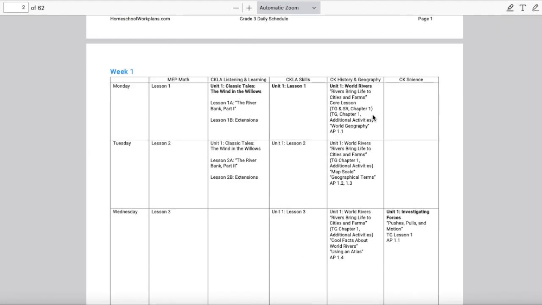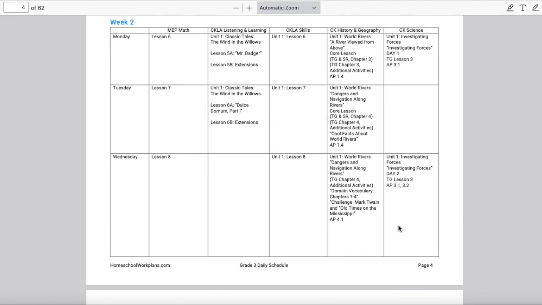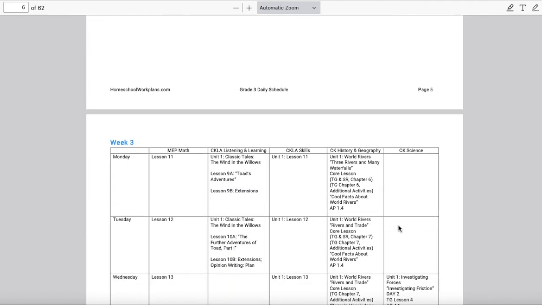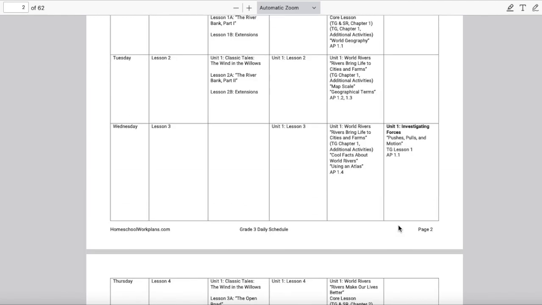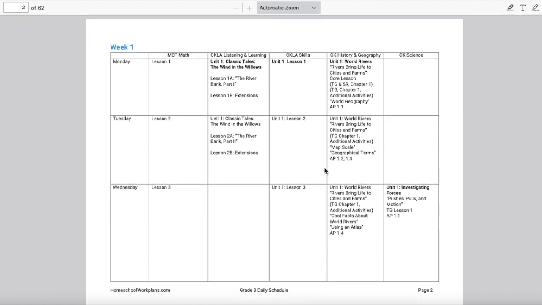Same thing with history. If you're doing 3rd grade history, because all the levels are grade level, all the units in Core Knowledge are organized by grade. You can do the history, you can do the science, and it will break it down for you. If you want a lesson plan that has all of the Core Knowledge, or if you just want to combine skills and listening and learning, you can absolutely use this schedule.